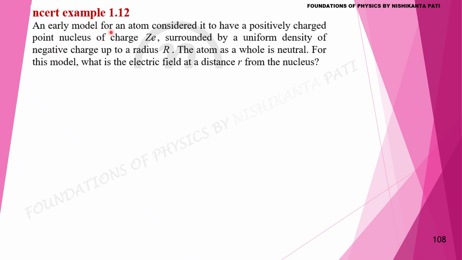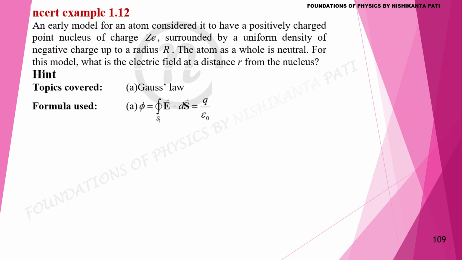An early model for an atom considered it to have a positively charged point nucleus of charge Ze surrounded by uniform density of negative charge up to a radius capital R. The atom as a whole is neutral. For this model, what is the electric field at a distance of r from the nucleus? Here the problem is based on Gauss law, and the flux is enclosed charge by epsilon 0, and the flux is the surface integral of the electric field.